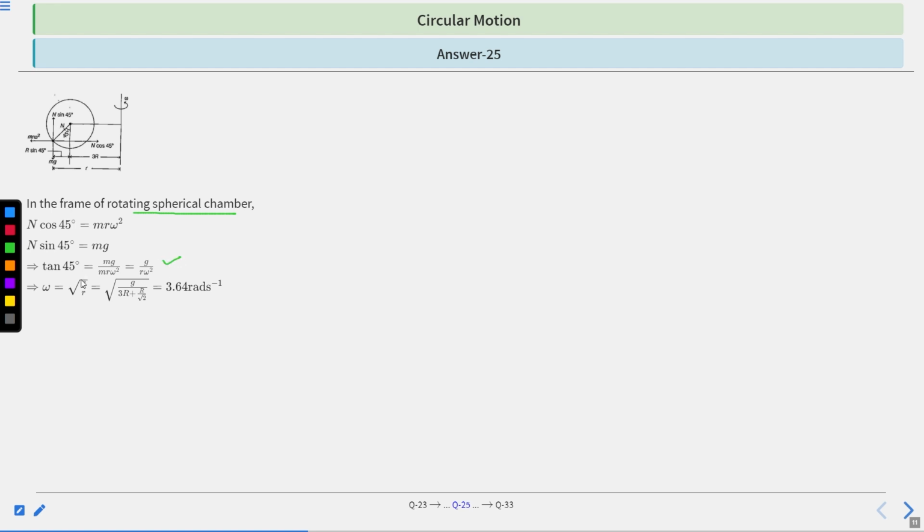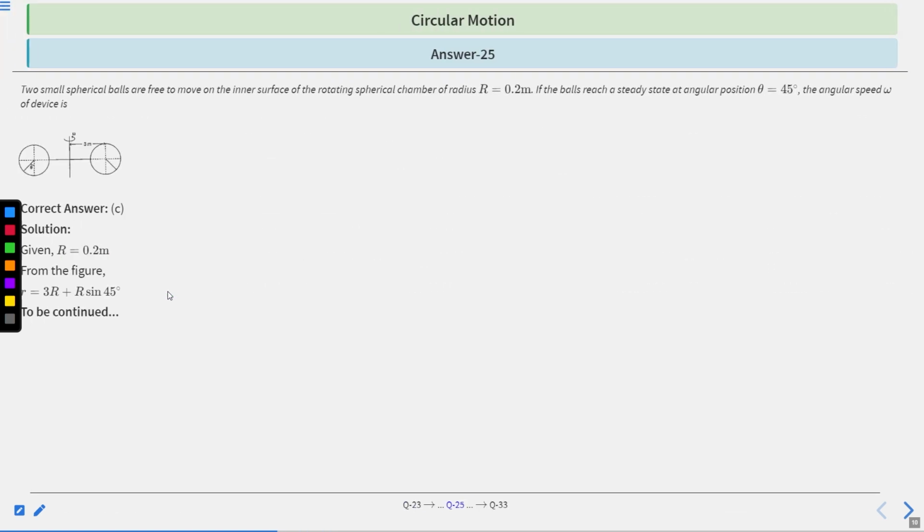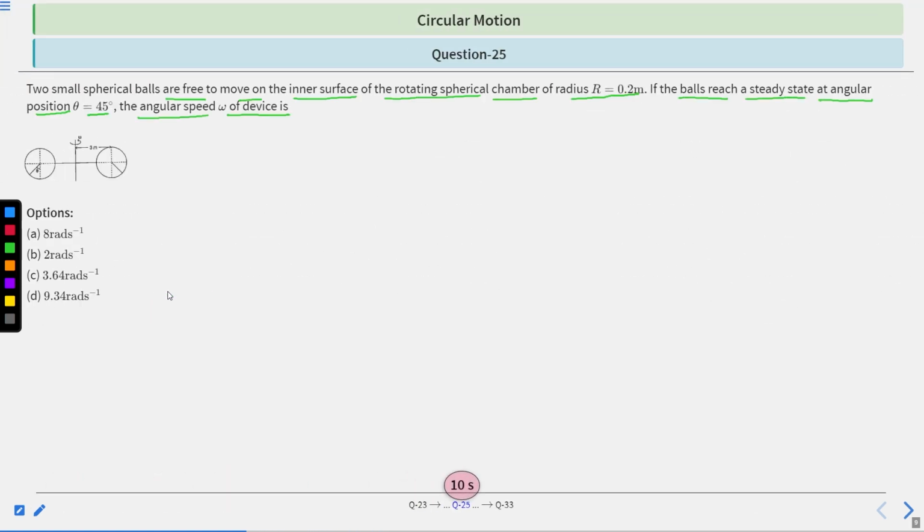So omega equals under root g by r. Putting all the terms in this formula, you will get 3.64 radian per second. This is the only technique to solve this question. So the correct answer is 3.64 radian per second, and option C is correct. Next question.